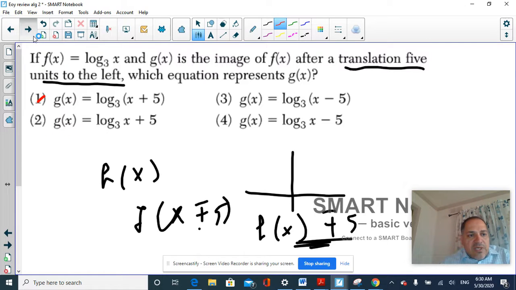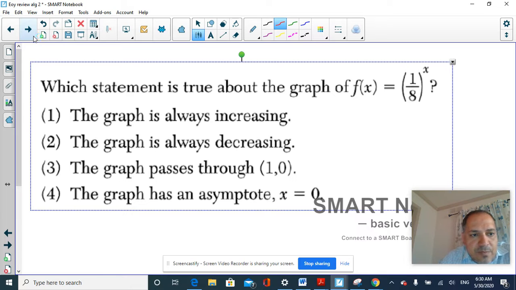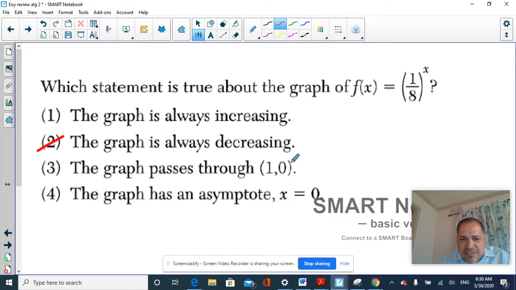Now, next question: which statement is true about the graph f of x equals 1 over 8 power x? The graph is always increasing. Is it true? No, it's a decay function. Yes or no? It's a decay function, not increasing. Decreasing, yes. So this is correct. The graph passes through 1 and 0.